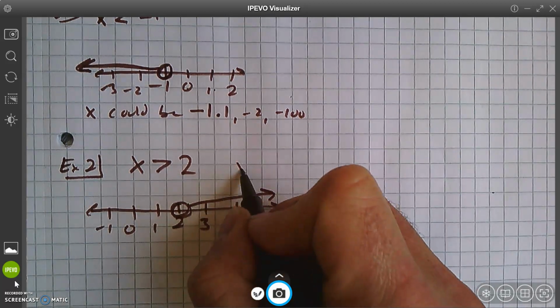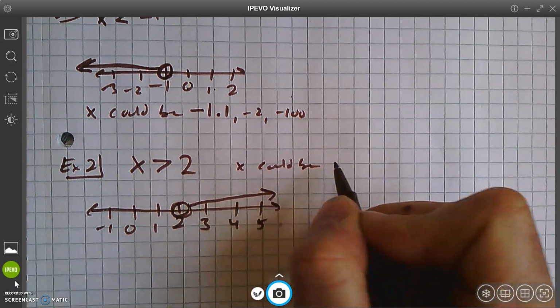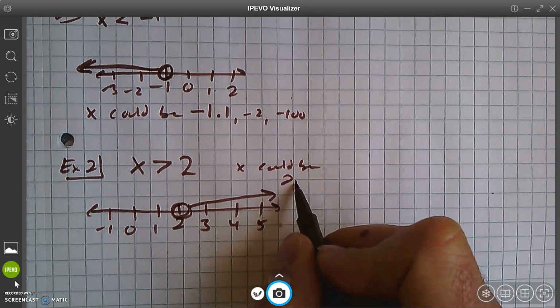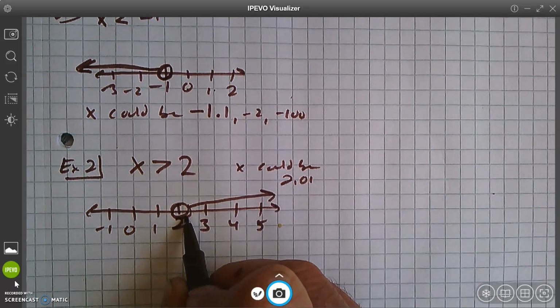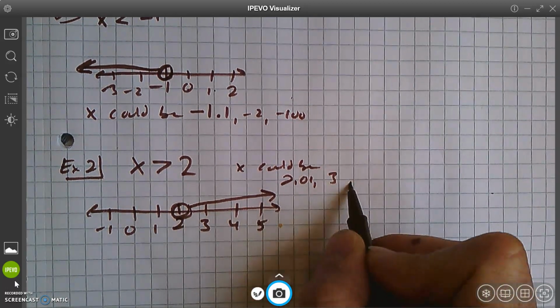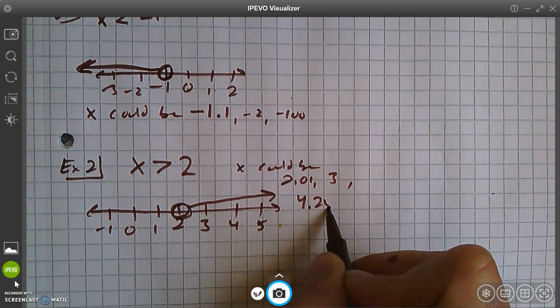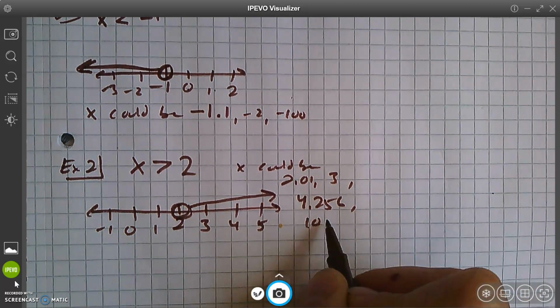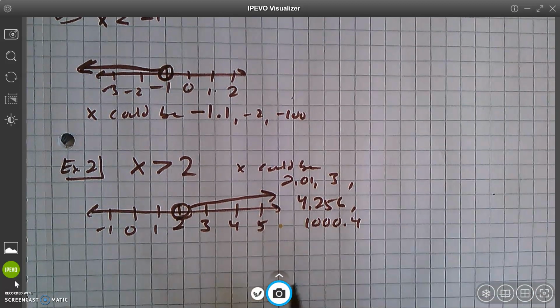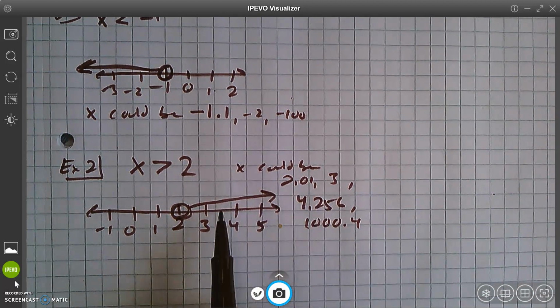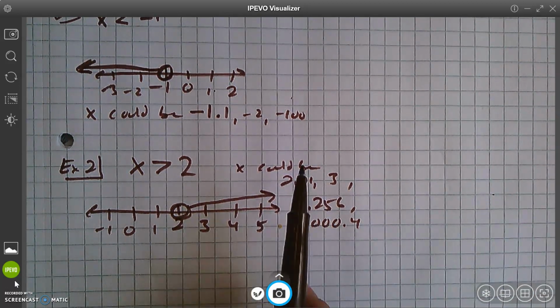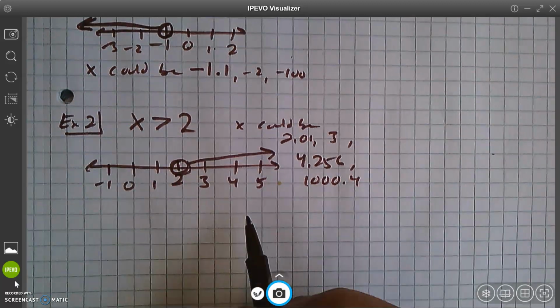So x could be 2.01, because that's greater than 2. It could be 3, it could be 4.256, it could be 1,000.4, etc. Any of those things. It doesn't have to be just a number on a number line. It can be any numbers. So a huge range of numbers.